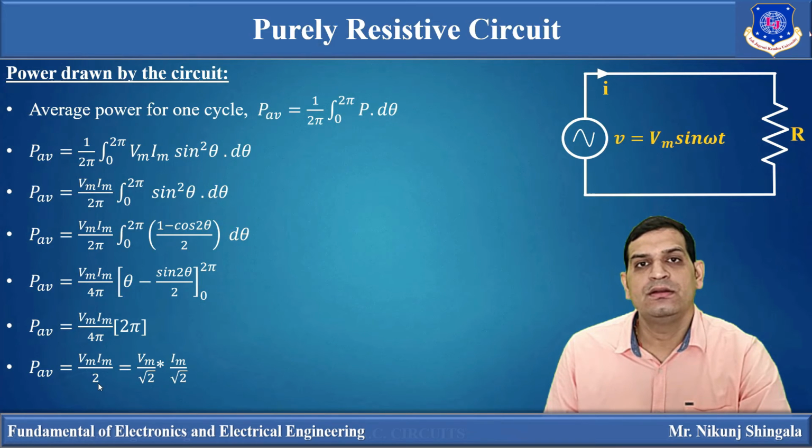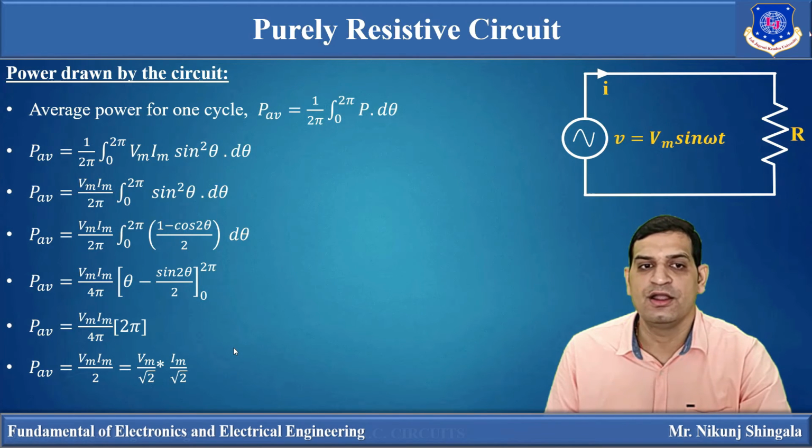Now we can write root 2 into root 2 instead of 2. So we can write Vm by root 2 into Im by root 2. Now we know what Vm by root 2 and Im by root 2 are. We have already defined some of the terms related to alternating quantities in the previous video lecture of AC circuits. So Vm by root 2 is nothing but Vrms, that is the RMS value of the applied voltage, and Im by root 2 is the RMS value of the resulting current. So we can write P average is equal to Vrms into Irms. Now Vrms can be represented by capital V and Irms is represented by capital I.